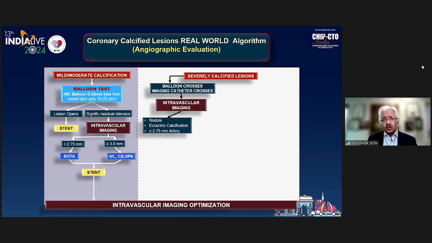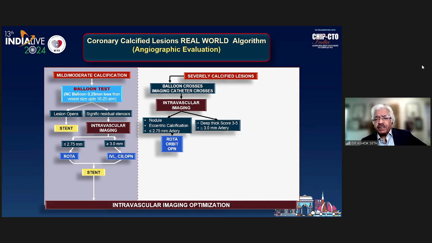But if we actually have the balloon, and then I'm going to end with this, balloon crosses, imaging catheter crosses. By the way, an imaging catheter may not cross many lesions and yet a balloon would cross. So forget that statement that if imaging doesn't cross, a balloon won't cross. That's not true. Imaging is a poor catheter. It won't cross many lesions, but then you can predilate and do imaging. Intravascular imaging is important. If I see nodule, eccentric calcification, or a vessel size which is 2.75 or less, I would do rotor or orbital or OPN. But if I have thick calcium, deep scoring, greater than 3 millimeter vessel, I would do an IVL to that.